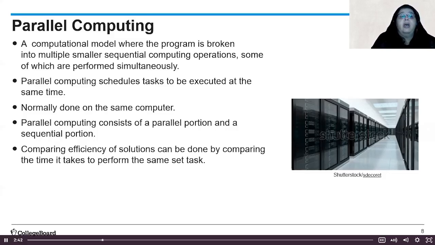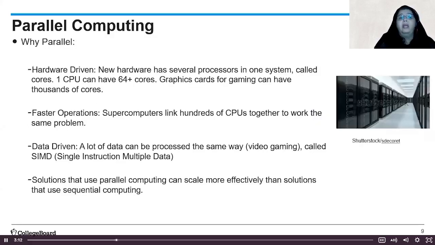Okay, let's go ahead and take a look at parallel computing. It's a computational model where the program is broken down into smaller sequential computing operations. Parallel computing schedules tasks, normally done on the same computer. It has a parallel portion and a sequential portion. Comparing the efficiency of solutions is done by comparing the time it takes to perform the same set of tasks. We'll get more into detail on this. But why parallel computing? It's hardware driven. It's new hardware. We're dealing with CPUs that can have like 64 plus cores on them.